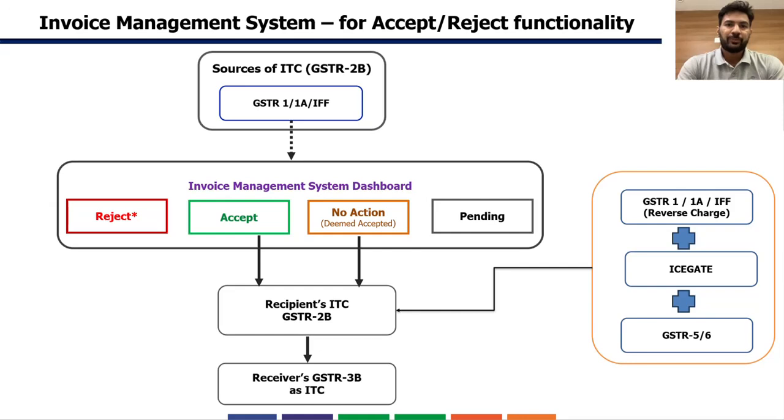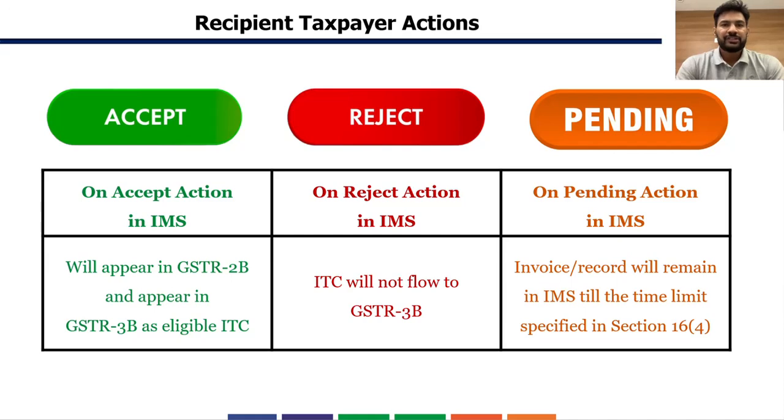The records coming from ISD taxpayers or belonging to the RCM supplies or records flowing from the IceGate will not be part of IMS. They will directly flow to GSTR 2B. All the records that are uploaded by the suppliers and on which no action has been taken will be considered as deemed accepted in IMS while generating GSTR 2B.